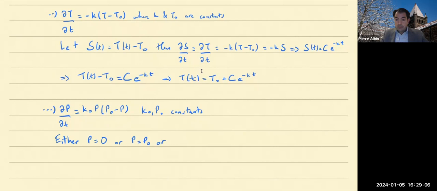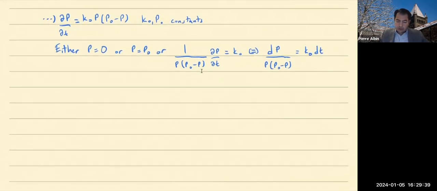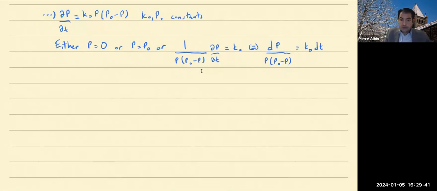And if those don't happen, then it's okay to divide, and we end up with 1 over P times (P naught minus P) times this derivative is equal to k naught. Or in terms of differential forms, what this says is dP divided by P times (P naught minus P) is equal to k naught dt. Okay, so now to solve, we're just going to integrate both sides.